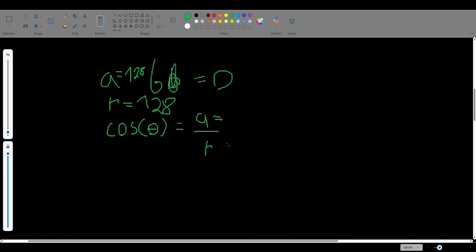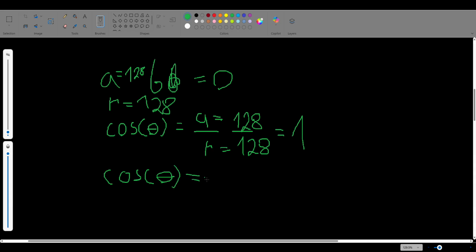So this guy becomes 128 divided by 128, which becomes 1. So cosine theta must equal 1.